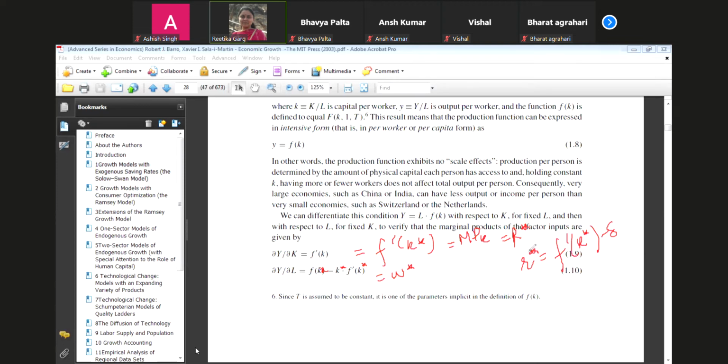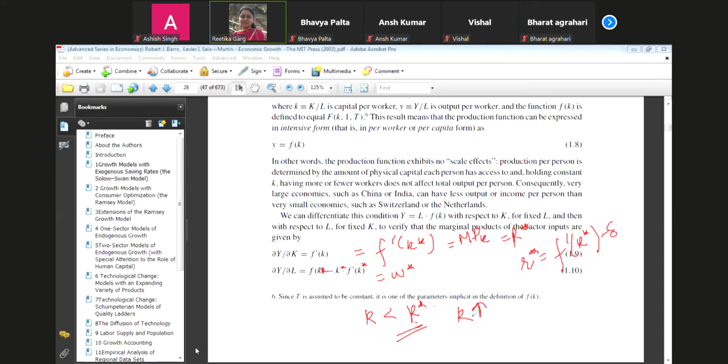But what if you were not in the steady state? How would your wage rates and rental rates behave? Suppose you were to start off at a point which is to the left of the steady state, so K is less than K star. We just saw from the transition dynamics of the capital labor ratio that if you have a capital labor ratio less than K star, then K will rise, and we will ultimately reach the steady state.